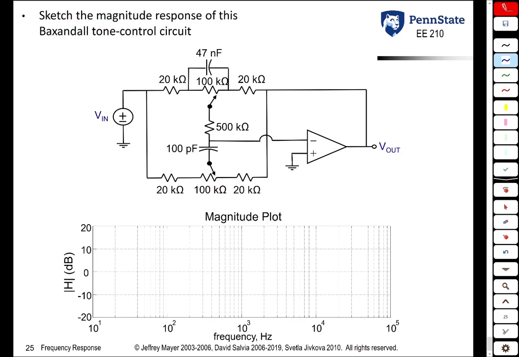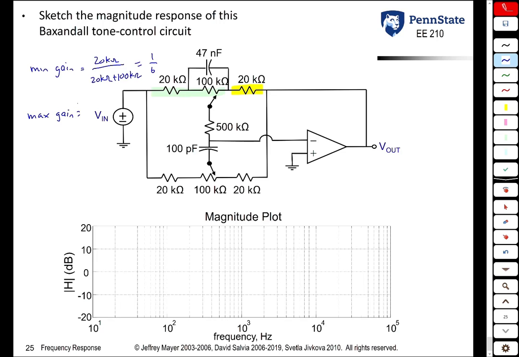So the first thing we're going to see is, what is our minimum gain? Our minimum gain happens when the pot is all the way to the right, so you get that resistance to the right of the pot and all of that resistance to the left of the pot. So the minimum gain is going to be 20 kiloohms over 20 kiloohms plus 100 kiloohms, or 1/6.